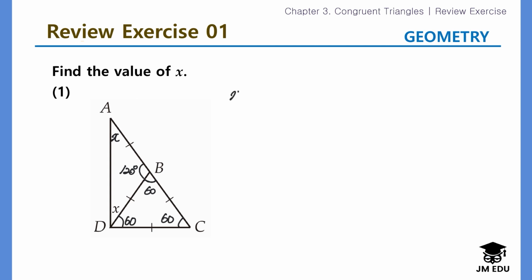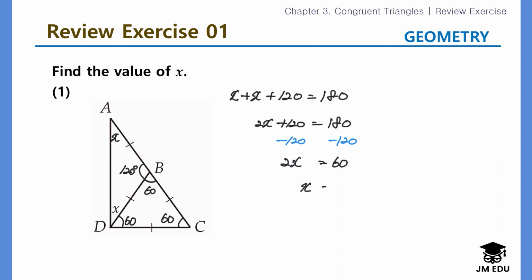So x plus x plus 120 must be equal to 180. So 2x plus 120 is equal to 180. Subtract 120 from each side. So that's going to be 2x is equal to 60. So x is equal to 30.